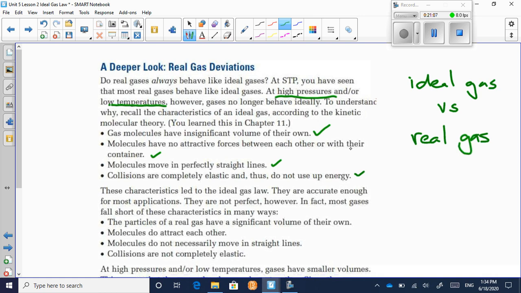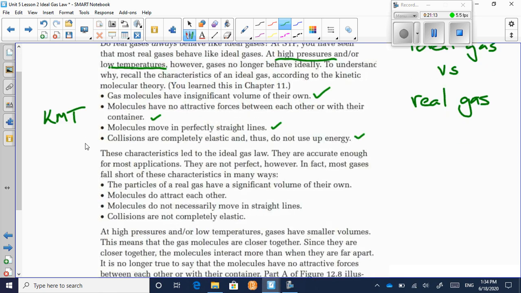So these were the kinetic molecular theory. These characteristics led to what we call the ideal gas law, that's basically that PV equals nRT. So we needed the kinetic molecular theory to prove this. They are accurate enough for most applications. However, they are not perfect. In fact, most gases fall short of these characteristics in many ways. The particles of real gases have a significant volume of their own. Molecules do attract each other. Molecules do not necessarily move in straight lines, and collisions are not completely elastic.